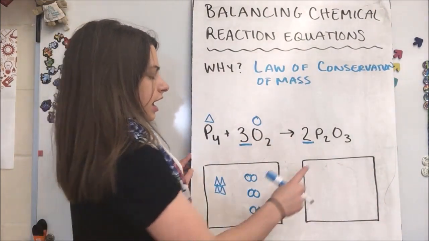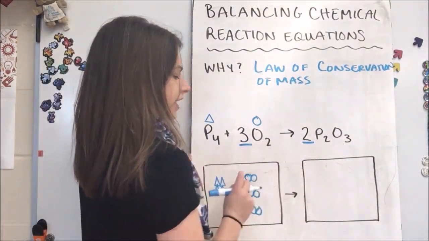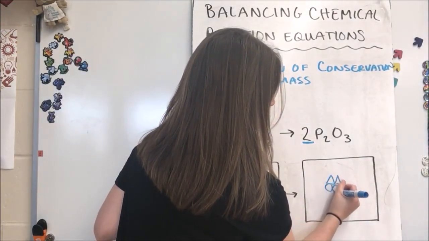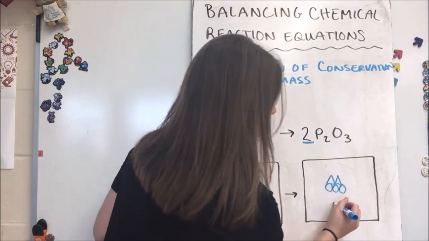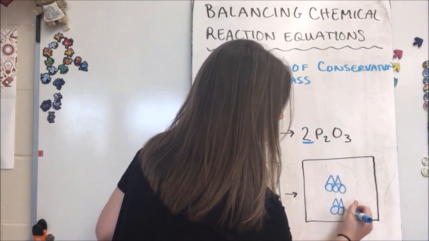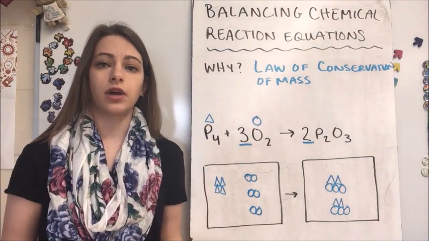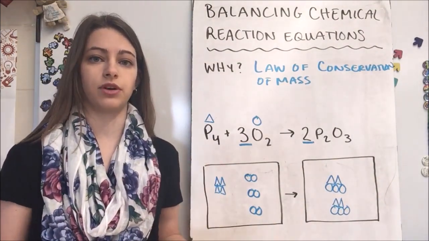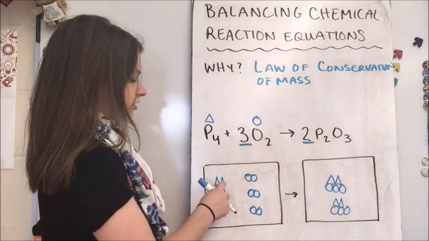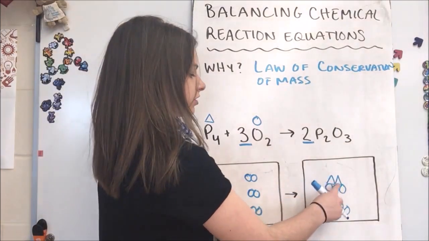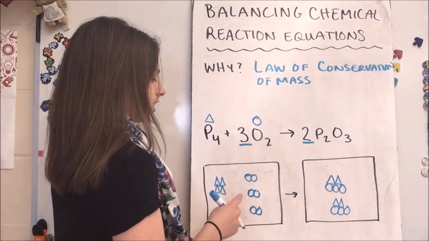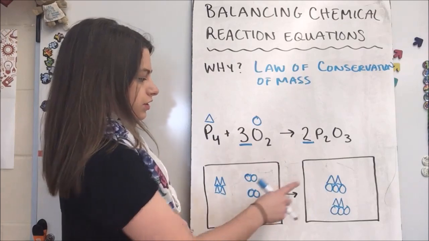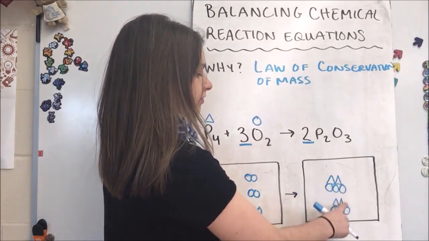On my product side, I have only one compound. I have P2O3, and I have 2 of them. One P2O3 is 2 triangles and 3 circles, and I have 2 of them, so I need another one: 2 triangles and 3 circles. Now, to check the law of conservation of mass, I make sure I have the same number of triangles and circles before and after. I have 4 triangles before and 4 triangles after, so that's good. Then I check my oxygens. I have 6 over here, so I should have 6 after: 1, 2, 3, 4, 5, 6.